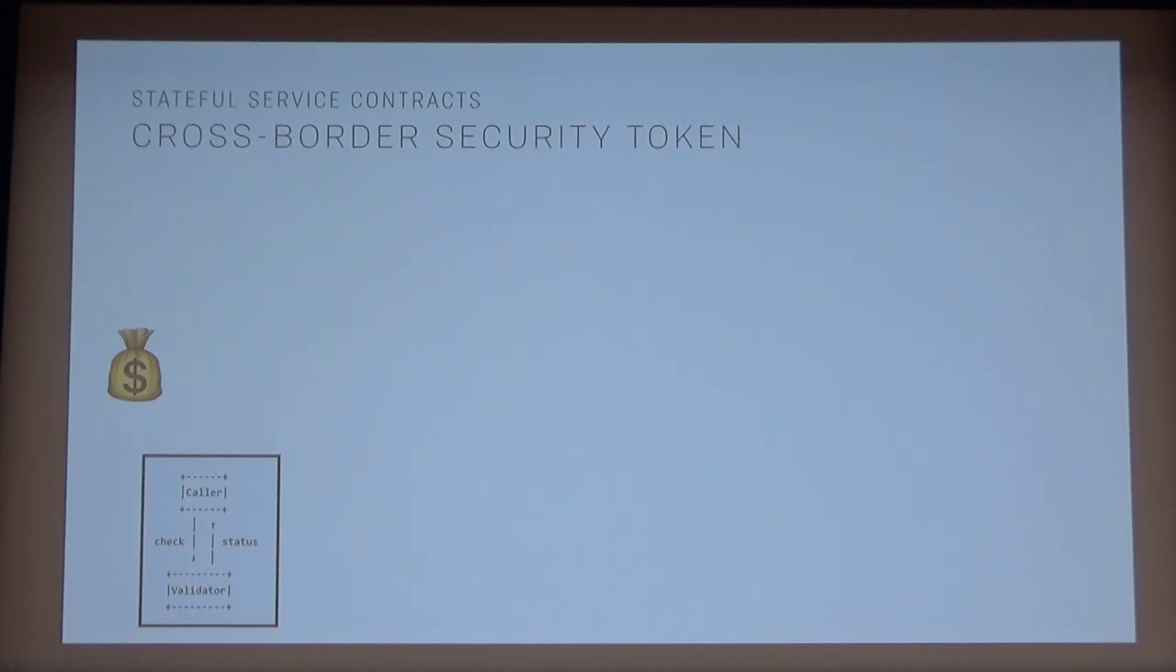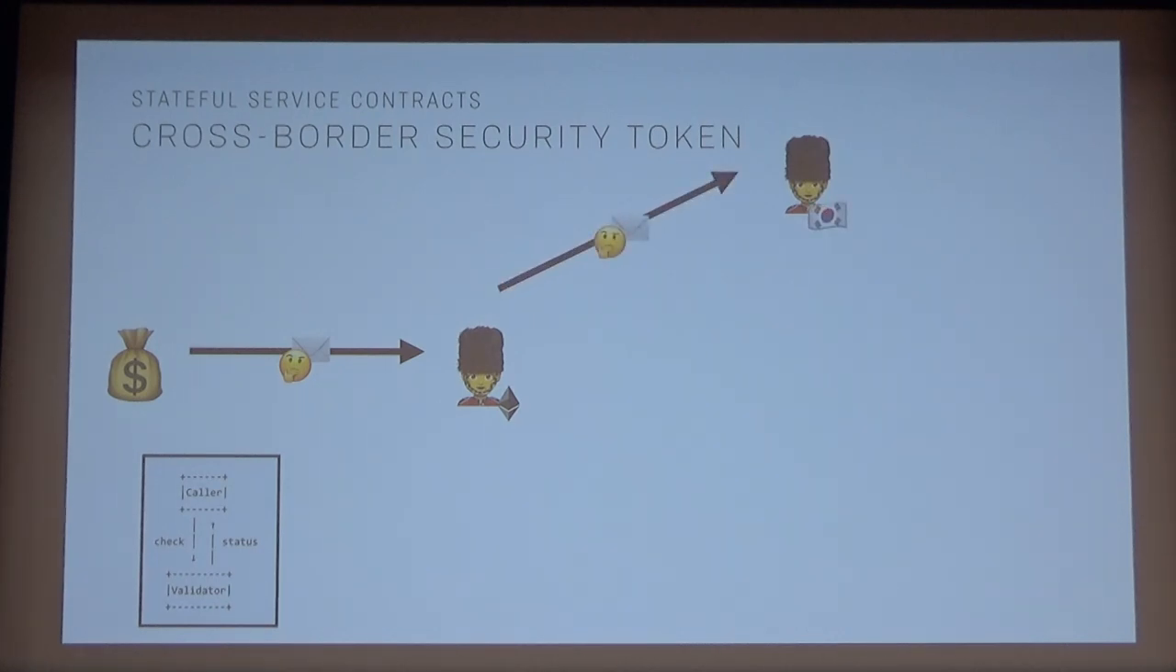So in this example, we have a token, it checks with one of these validators, we send it a message. Sorry, this is actually a real-world scenario from security tokens. We have a cross-border trade between Canada and South Korea, and they both have different regulatory requirements, and you need to be able to match both of them. And these requirements sometimes change. So you need to be able to just call out to a contract where the independent logic is kept separately.